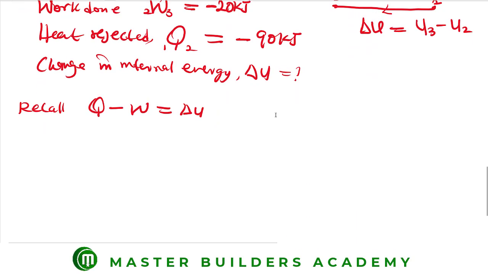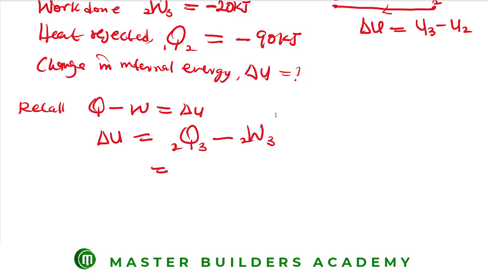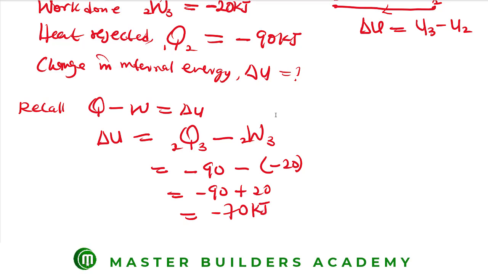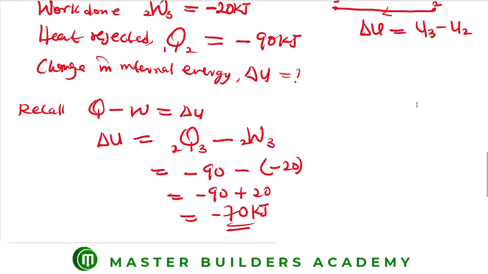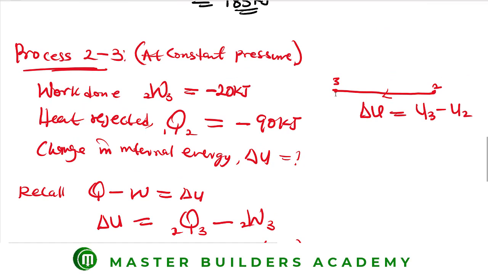And then all I just need to do now is to make change in internal energy the subject of formula, and then let's make this equation look like this process. So this is automatically Q2 to 3 minus W2 to 3. And now all the work done is given, and then the heat is given. So automatically this is minus 90 minus 20. And then by the time we clear off the bracket, we have minus 90 plus 20. Then the answer here becomes minus 70 kilojoule. So this is the change in internal energy between process 2 and process 3.